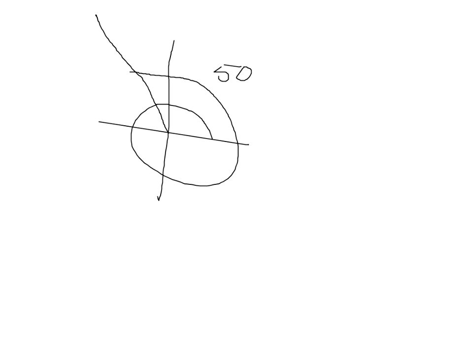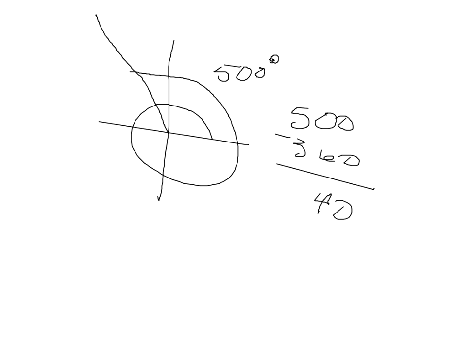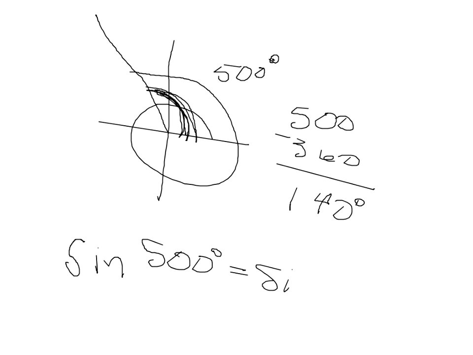Now I could do something like this. Well, let's see what happens if we call it 500 degrees. Okay, so I go around once, so I take off 360, and that gives me 140. So that means that the coterminal angle is 140 degrees. So sine of 500 degrees is going to be sine of 140 degrees. Now it's not a special angle, so I can't take it any further.